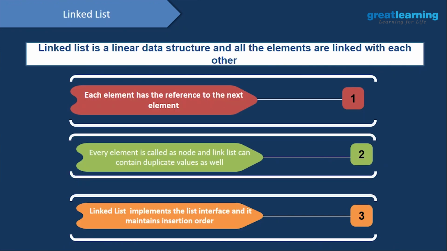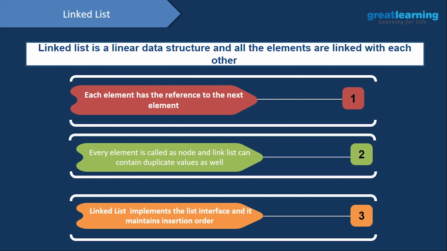But what is linked list? Linked list is a linear data structure and all the elements are linked with each other. When I'm talking about linked with each other, what does that mean? Okay, so basically linked list has two parts, right? One part contains the value you have and the other part contains the address for the next element, right? And each element has the reference to the next element. We refer to every element in a linked list as a node. And each node contains one part that is the value and the next part that is the address for the next element, right?